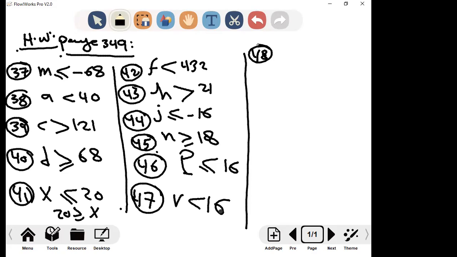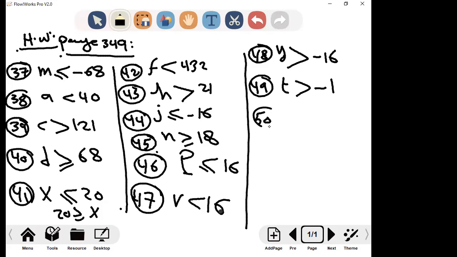Question 48. y will be more than negative 16. y more than negative 16, right? Because we divide both sides by negative 2, so we switch the inequality. Question 49. We have 26t more than negative 26 means t more than negative 1. Negative 26 divided by 26, negative 1. So here t more than negative 1.